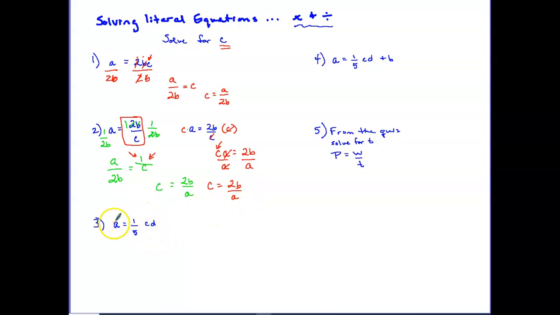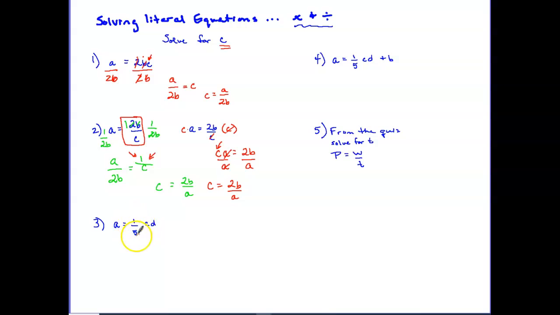So again, let's try to solve for C in number 3. So we have a couple of things we need to do. We need to get rid of the 1/5 and the D. And I'm going to do it one thing at a time. To get rid of a 1/5, that is CD divided by 5, right? That's the same thing as CD over 5.